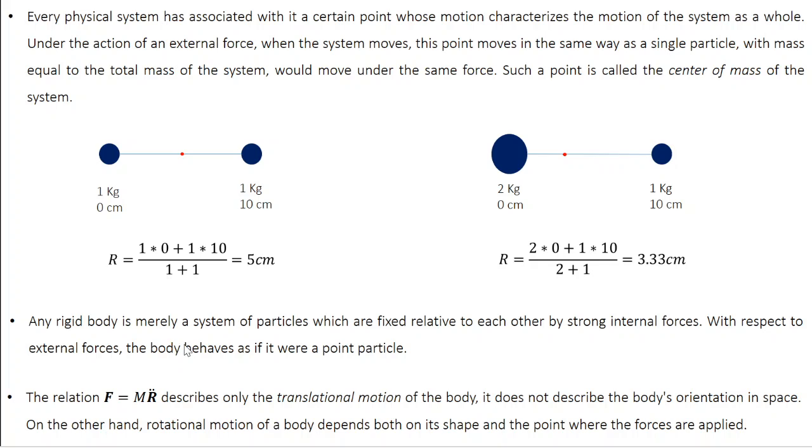On the other hand, if you are talking about rotational motion of an extended body or rotational motion of a multi-particle system, then you cannot simply write down the equation of motion in terms of the center of mass, because rotational motion often depends both on the shape of the object as well as the point where the forces are applied. So you have to make additional considerations when you try to represent rotational motion of an extended system in terms of center of mass.